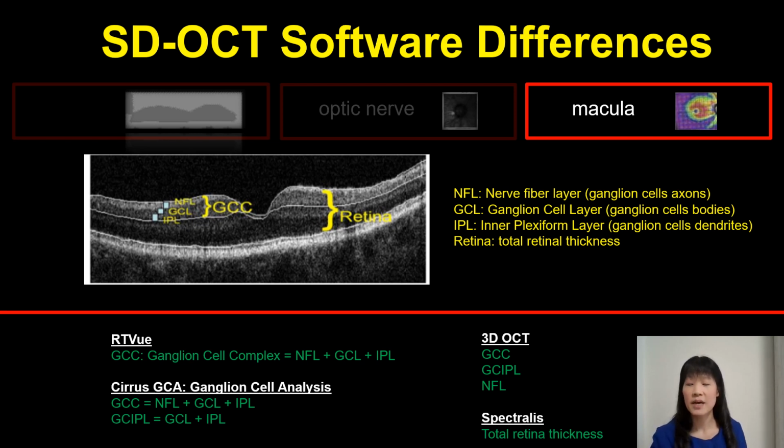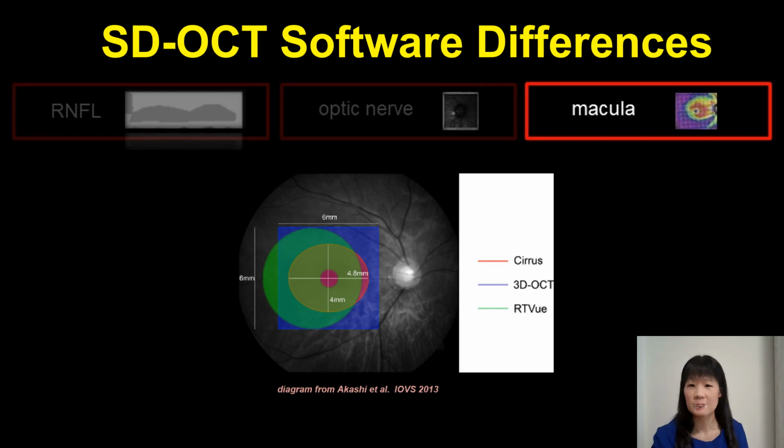Different machines are measuring different layers of the macula. Different machines are also imaging different regions of the macula. For example, the Cirrus looks at an oval area. The ArtiView looks at a circular area, a little temporal to the fovea. And then the 3D OCT is measuring a square macular region.